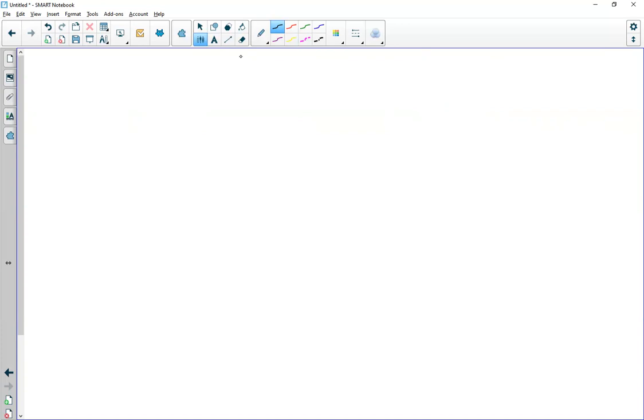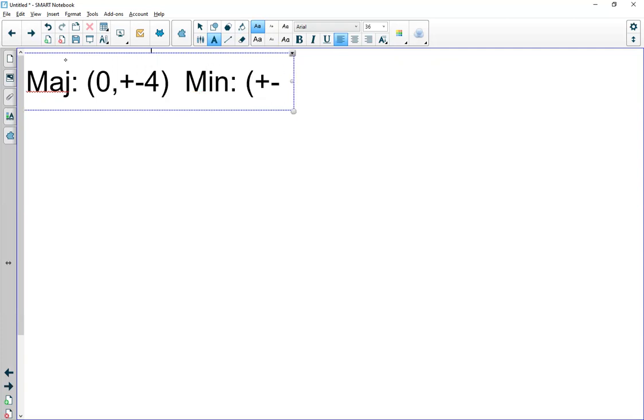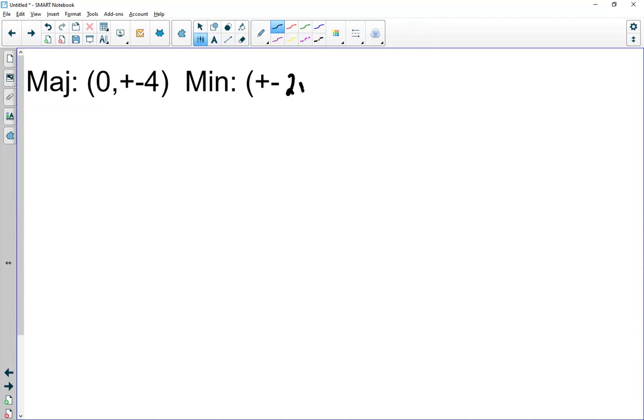Okay. All right. So the first version I gave you. The first one I gave you is where I told you the majors is some value. This one might not be clean, and that's okay. Let's do 0, plus or minus 4. And the minor is plus or minus, I'm gonna have to just write this one because I can't type square roots. Let's do 2 root 2, 0.